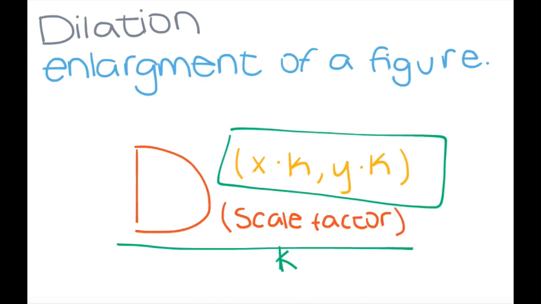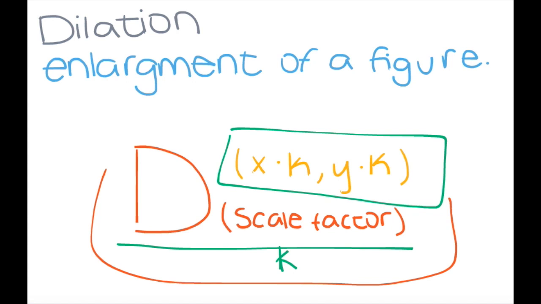And on to dilation, which is basically an enlargement of a figure. And the way this is presented in a problem is right here, where D and then in parentheses, which is the scale factor. And sometimes the scale factor can be represented as K, like in this formula, where X times K and Y times K.